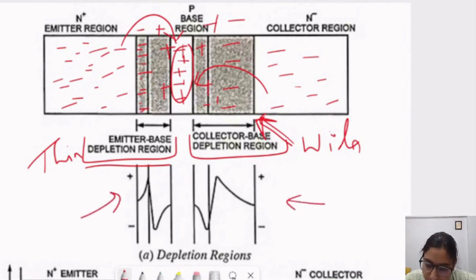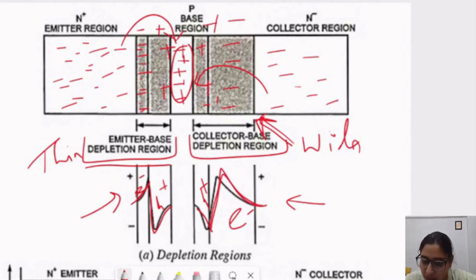This is the diagram of the depletion regions. Here we can see the concentration of electrons and the concentration of holes. Similarly, the concentration of holes and the concentration of electrons. Here the electron concentration is higher, and here the hole concentration is lower and the electron concentration is higher. So, this is nothing but the depletion region energy diagram.